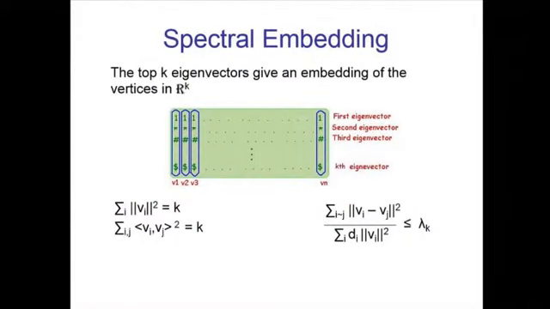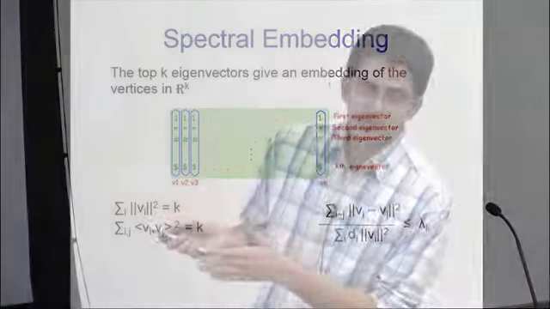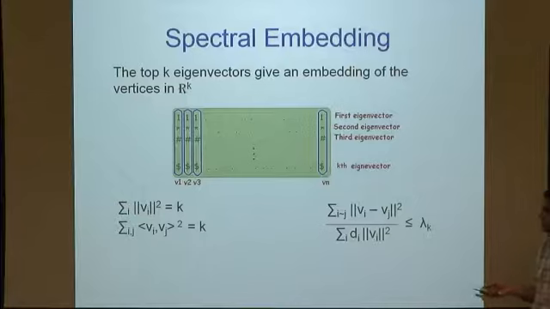I don't know how to start with such vectors, but the top k eigenvectors give me an embedding into R to the k, the canonical embedding, where you map the vertex i to the vector consisting of the ith coordinate of each of the eigenvectors. This embedding satisfies some very simple properties. The first one says that the summation of lengths of these vectors is equal to k. This just follows from the fact that you have k eigenvectors, each of them having length 1. And probably the most interesting property is that the average inner product square is equal to k. This again follows from the fact that the k eigenvectors are orthogonal to each other.